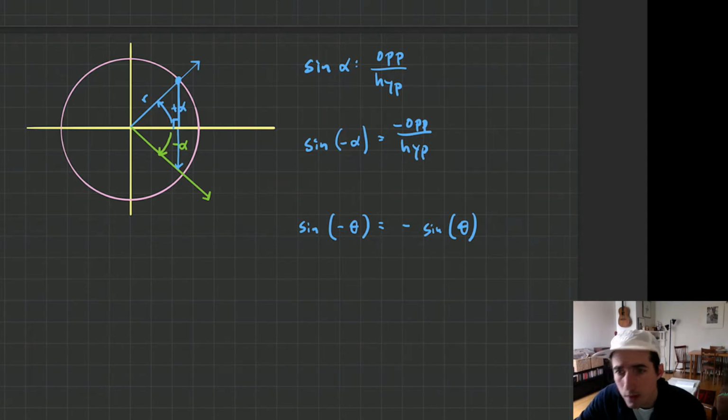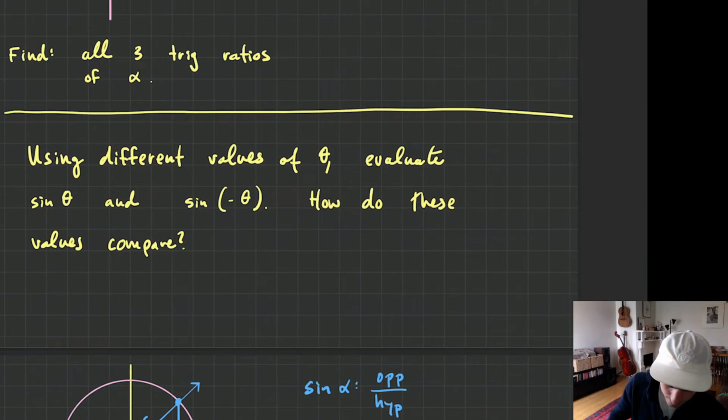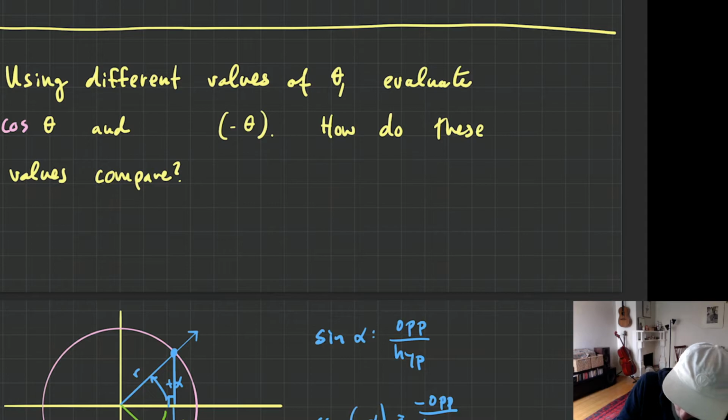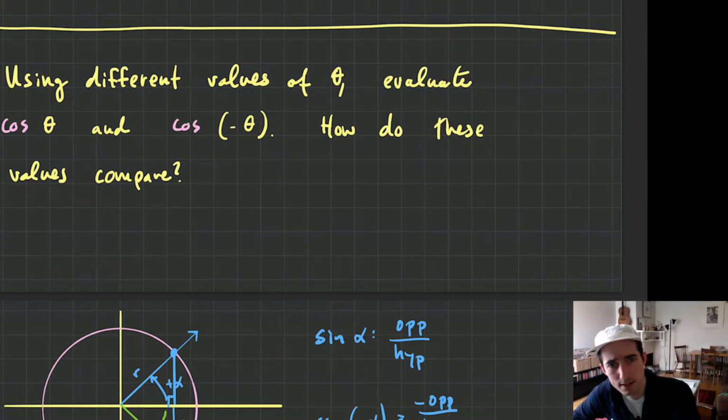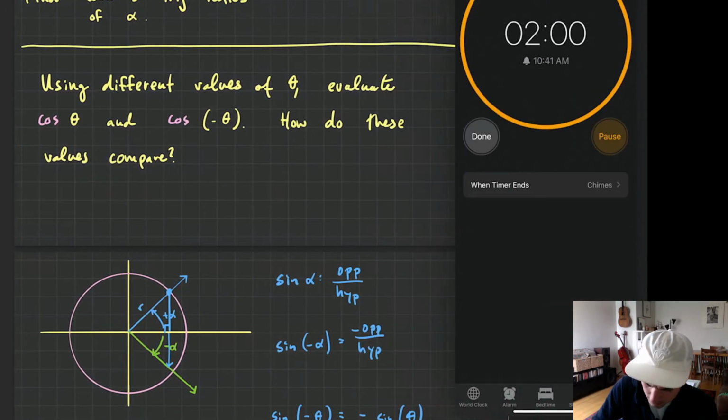Okay, I think we're gonna do the same thing that we just did. So I want to investigate this question again, except I want you to think about it in terms of cosine. So how does that affect cosine? Think about that for a second. I'll give you 2 minutes for this one too.